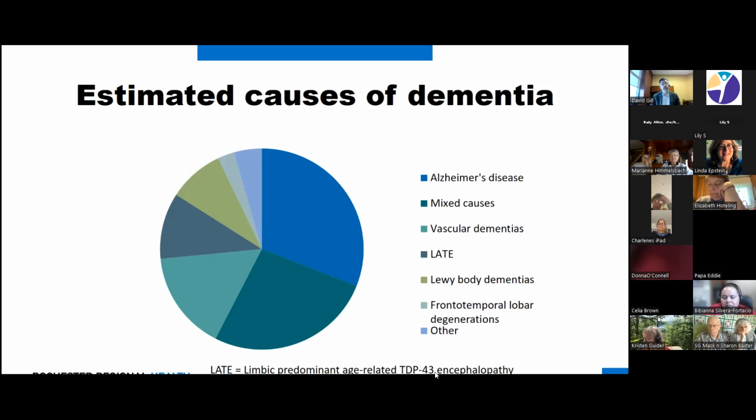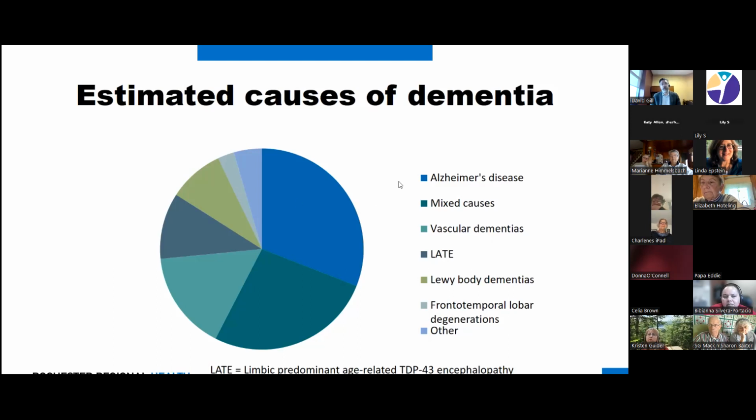TDP43 is a protein that deposits in the brain. We don't really understand much about this protein and much about this concept of late. But one of the reasons it's called late is it tends to also occur in people who are older. When I say older, I mean late 80s or early 90s. So it likely is not a main cause of dementia in people who are younger. It also seems to coexist with other things like Alzheimer's disease fairly frequently. So it may not be a problem on its own.